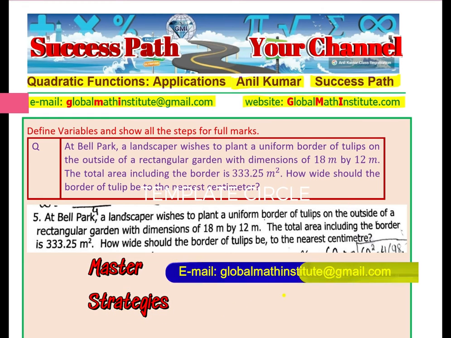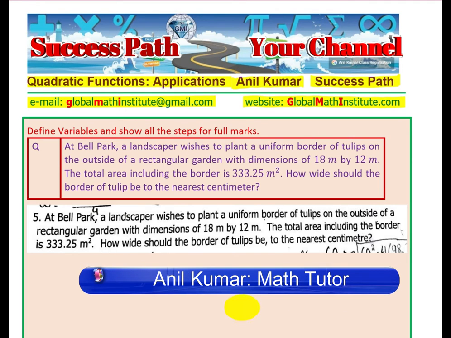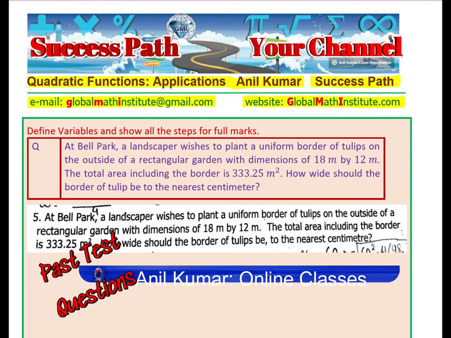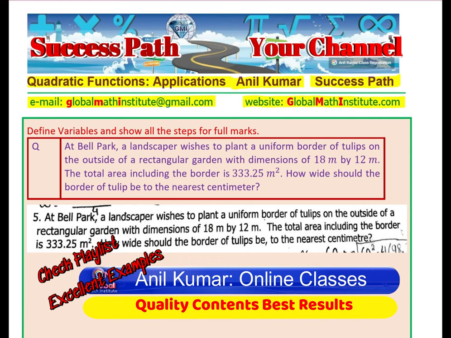Now, let us see how we solve the question at hand. We are given that at Bell Park, a landscaper wishes to plant a uniform border of tulips on the outside of the rectangular garden with dimensions of 18 meters by 12 meters. The total area, including the border, is 333.25 square meters. How wide should the border of tulips be, to the nearest centimeter? This question is taken from a past test paper. You can always pause the video, answer the question, and then look into my suggestions.